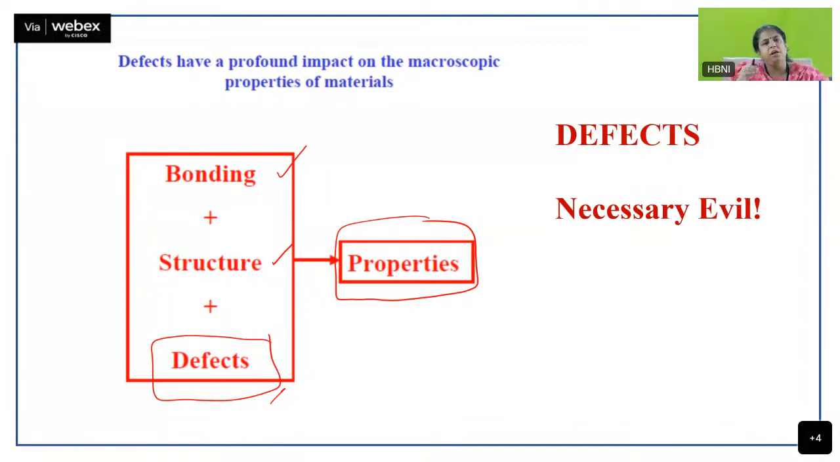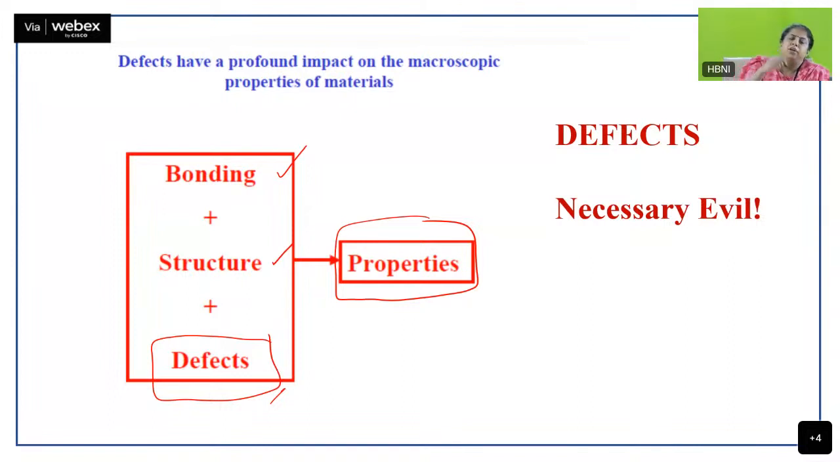For example, if you have a perfectly crystalline three-dimensional arrangement of ions, you cannot make an ionic conductor out of it. Why? Because ionic conduction requires pathways. In some class or the other, you would have heard about the hopping mechanism.